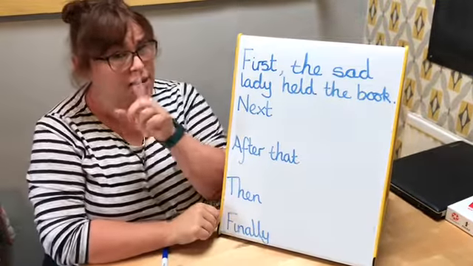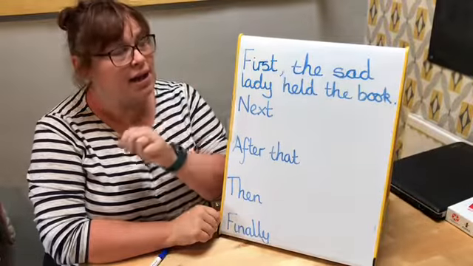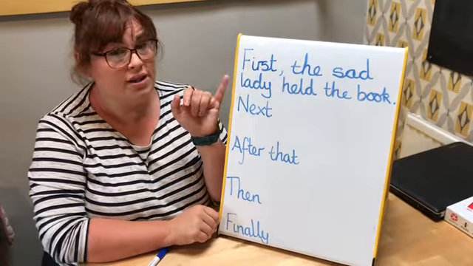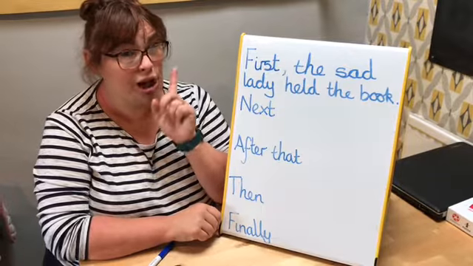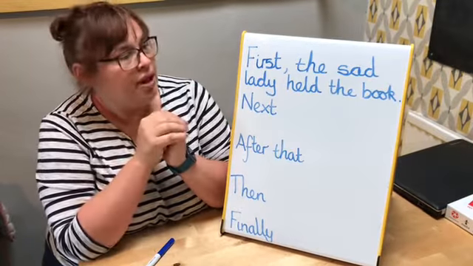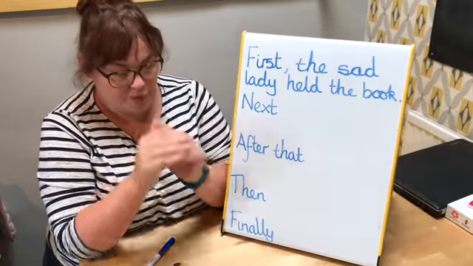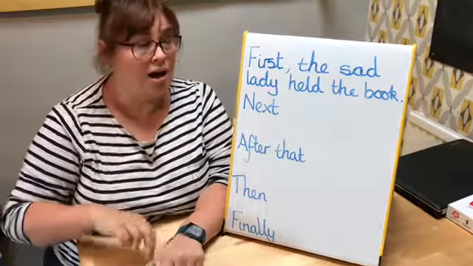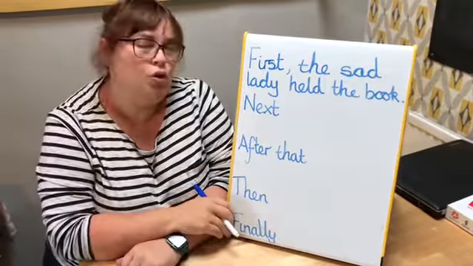I'm going to check my sentence back. I thought it, I said it out loud, so I was happy with it. I've written it, now I'm going to check with my noisy punctuation. First, the sad lady held the book. I am happy with that. It has got all the punctuation I need.